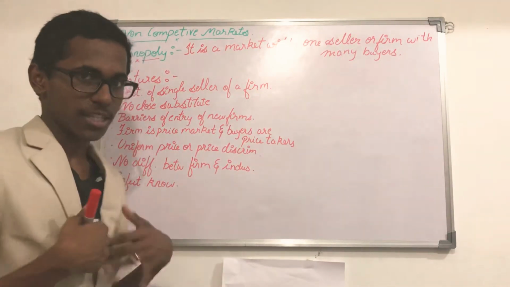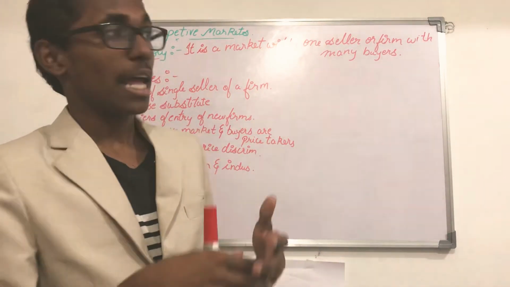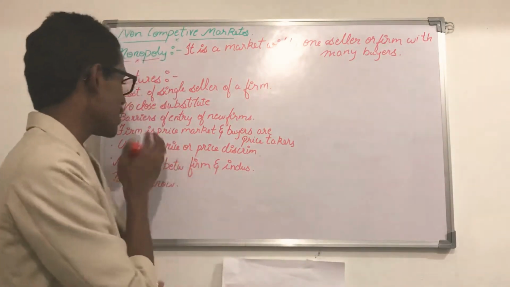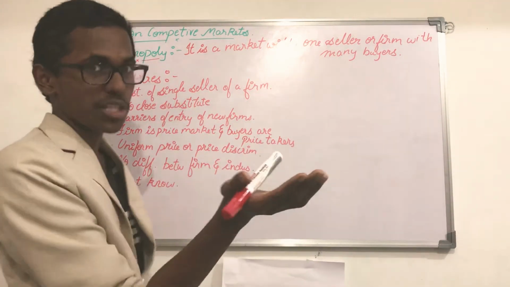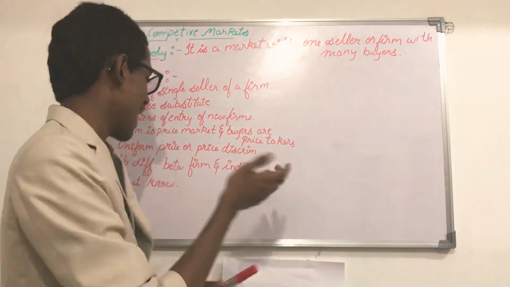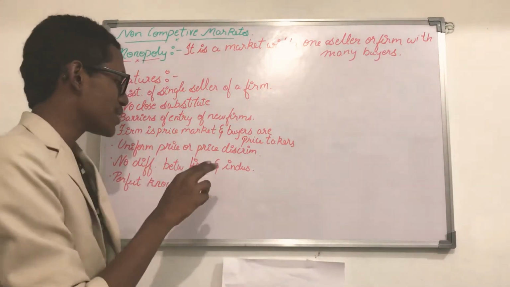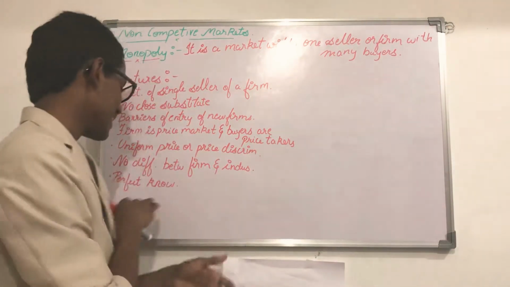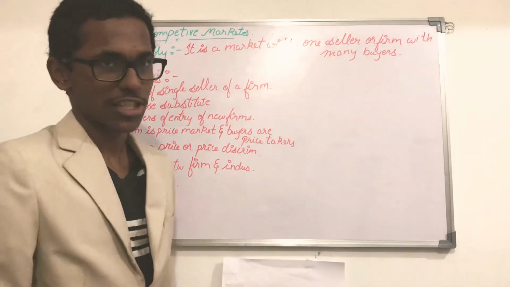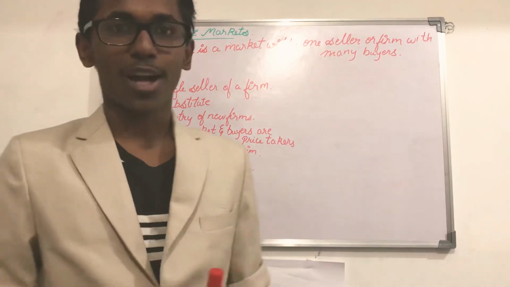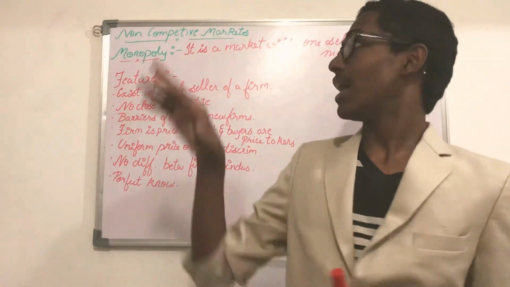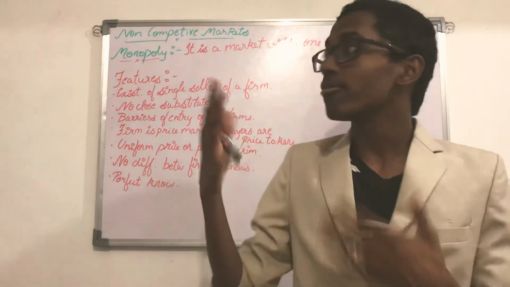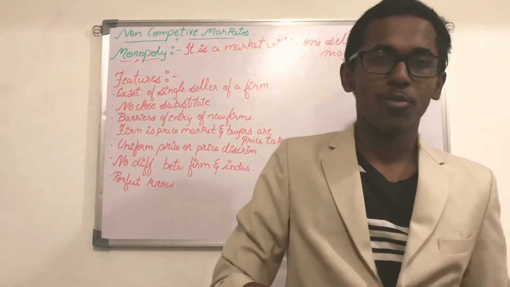The firm is the price maker. So I market my goods and the buyers are the price takers. They'll purchase from me. Then uniform price or price discrimination, based on the prices. Then we discussed no difference between firm and industry. And then the last one is perfect knowledge. So that's all for this part 1 of monopoly, of our Chapter 6, that is non-competitive markets. In the next part we'll go a little more deeply into monopoly.